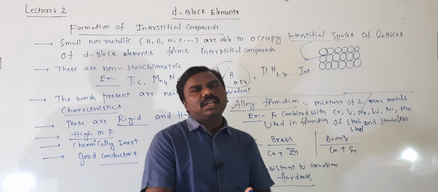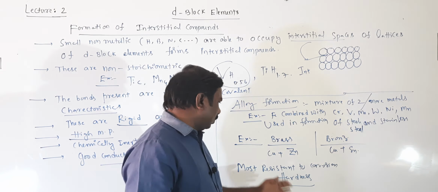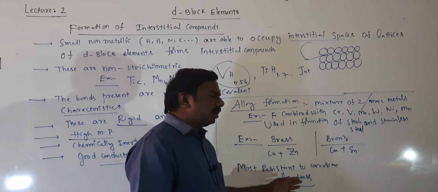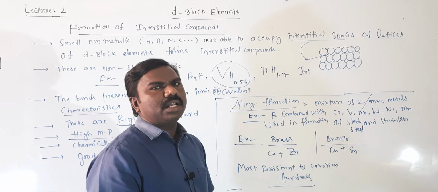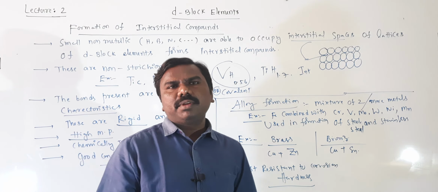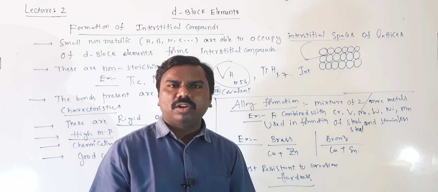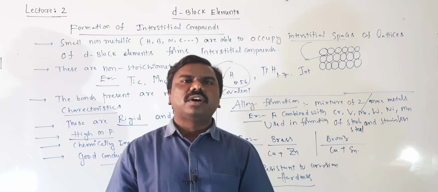So what is the reason for alloy formation? To increase the resistance and to increase the hardness. Because of the availability of unpaired electrons and variable oxidation states, there is a chance to form alloys.